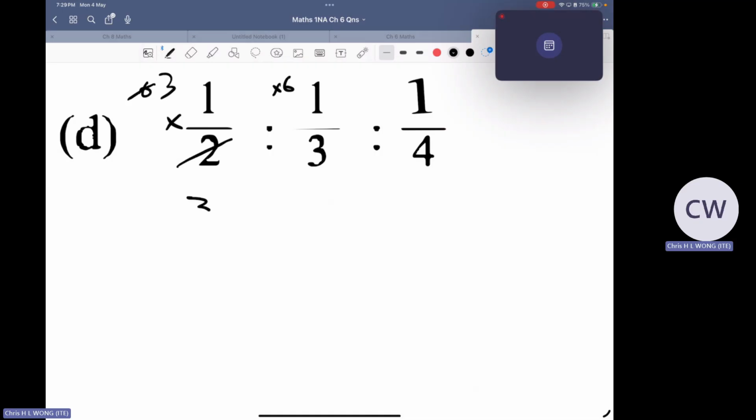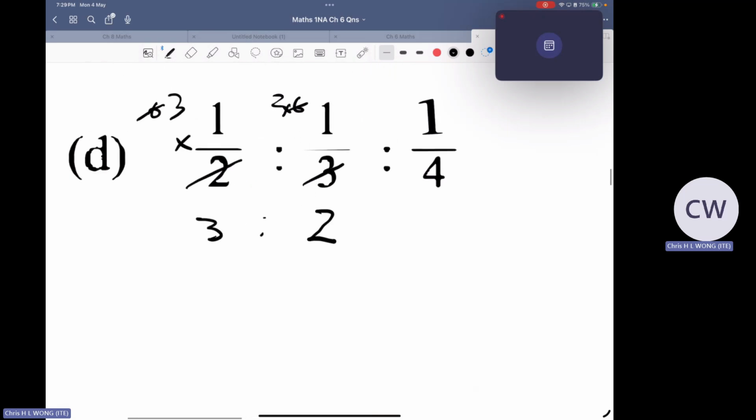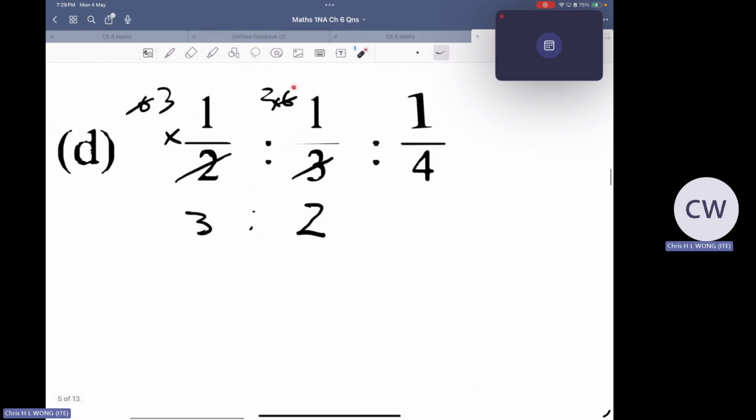So 3 is to 2, right? Now at this juncture, this is 3 is to 2. I'm going to leave this one out first. I'll work on the first one.